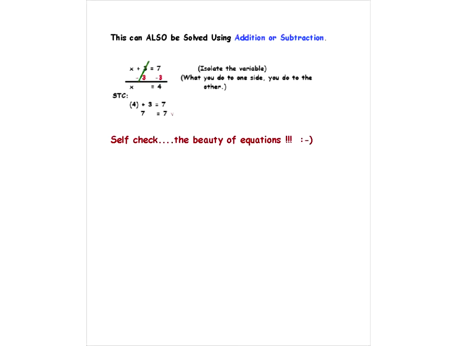You can also do it by addition or subtraction. Because you always want to end up with an x or some variable on the left side, and the other side is a number, you say, okay, what's on the left side that I don't want? I don't want the plus 3, so I do the opposite of plus 3, which is minus 3. Do the same to both sides.